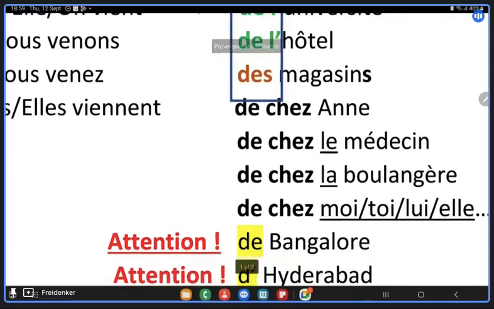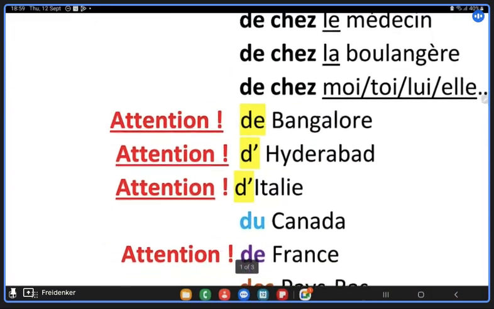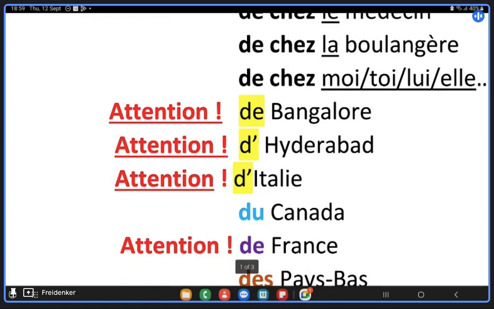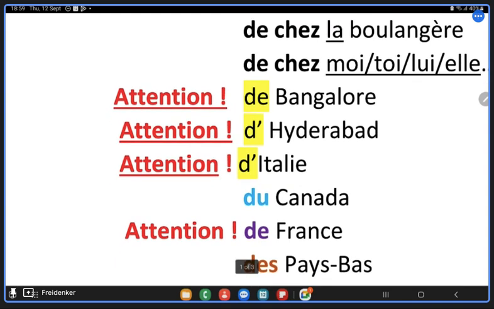So you can now tell, okay, how about country cities? When you're using "from" for cities, you have to use DE or D apostrophe, depending on the vowel. If it begins with a vowel or an H, you're supposed to use D apostrophe. And if your country begins with a vowel, D apostrophe. If your country is masculine, you use DU. If your country is feminine, you use DE. If your country is plural, you use DES.